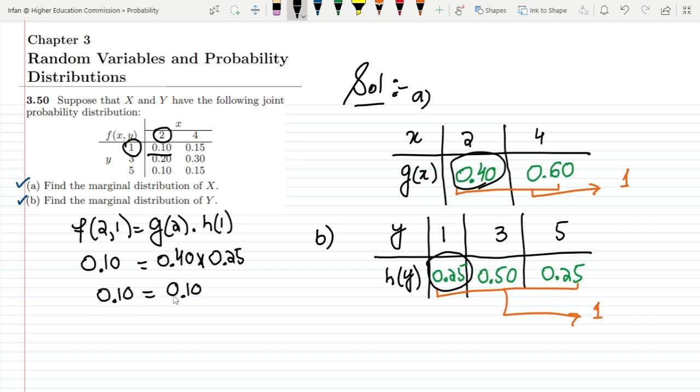Okay, so it says that the first two values are equal, so it shows that one pair of values is equal. Similarly, for the second value, let me check it for this one. So here f(4, 1) should be equal to g(4) multiplied by h(1).